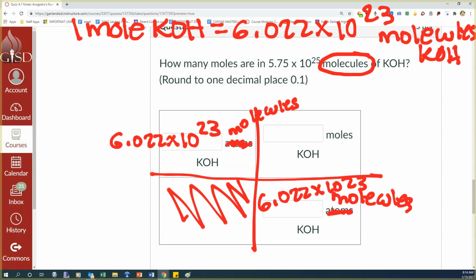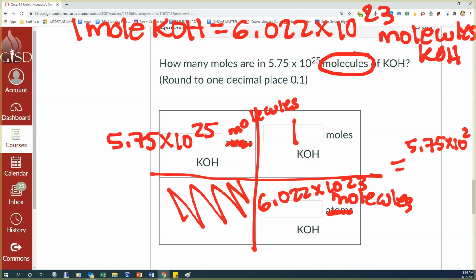Oh, wait. What was the given again? It wasn't 6.022. I was looking at the wrong thing. The given was 5.75 times 10 to the 25th. I'm sorry because my screen was too small to look at everything. And then 1 mole goes on the top. There you go. Finally, I can see everything. So multiply everything at the top. You get 5.75 times 10 to the 25th over, multiply everything at the bottom, you get the 6.022 times 10 to the 23rd.